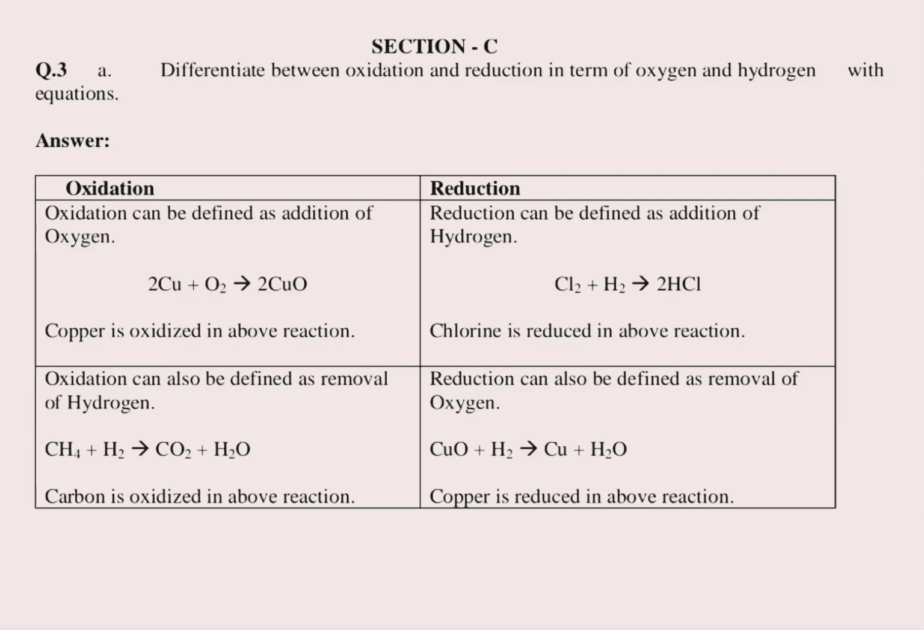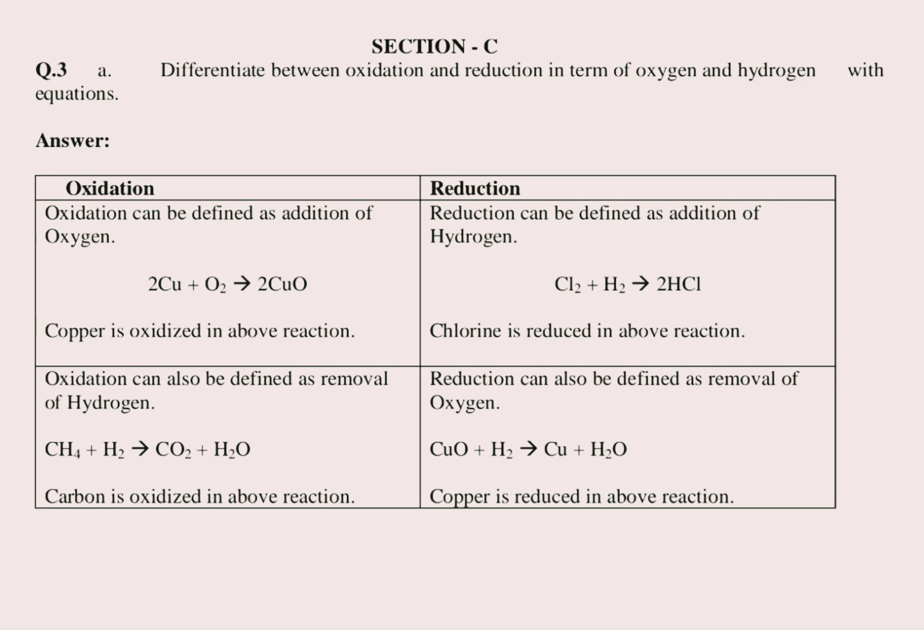Okay, now it's third model paper of chemistry. The first question here in the subjective section is differentiate between oxidation and reduction in terms of oxygen and hydrogen with equations. So in terms of oxygen and hydrogen means you have to talk only about oxygen loss and oxygen gain, hydrogen loss and hydrogen gain. So here we have the equations as well.